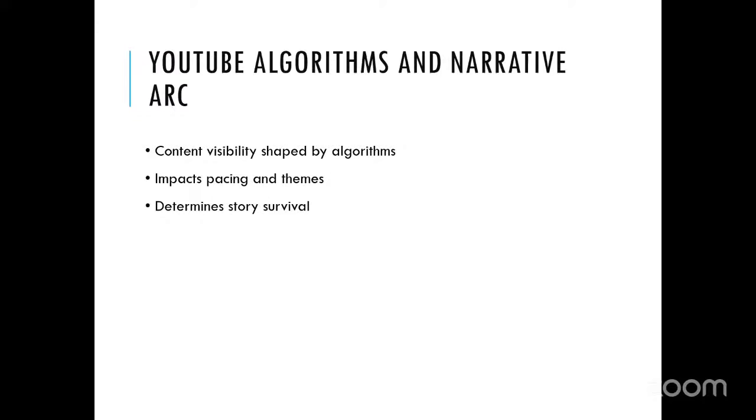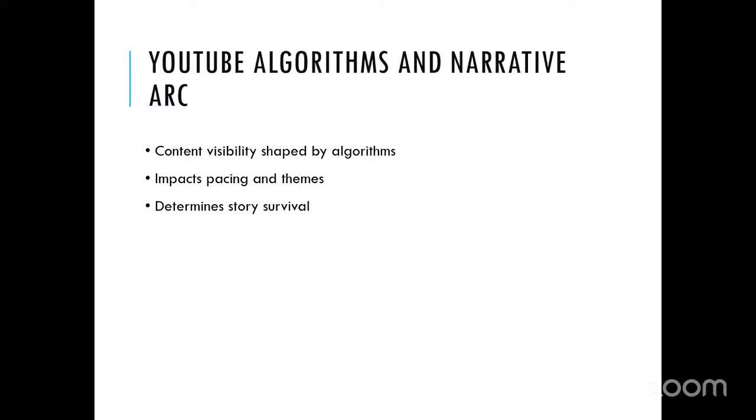And YouTube algorithms and narrative arc: here we have content visibility, which is actually shaped by the algorithms. It also impacts the pacing of how these episodes are shown and how the characters are changed or modified or transformed, and how the themes also take shape here. And it determines the story's survival.